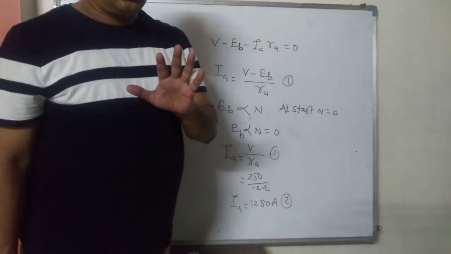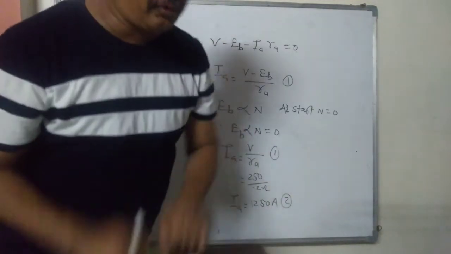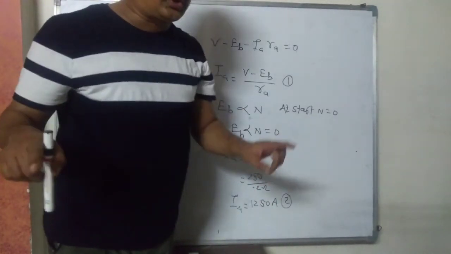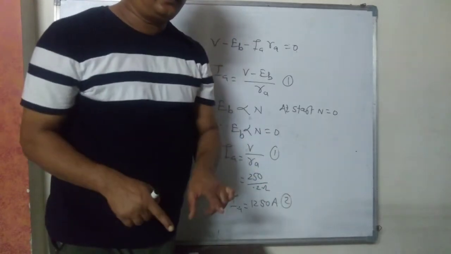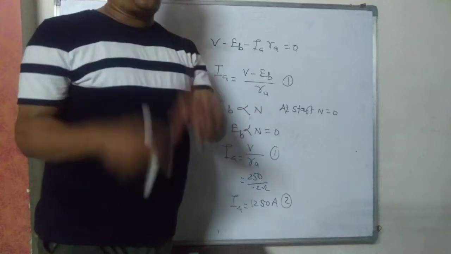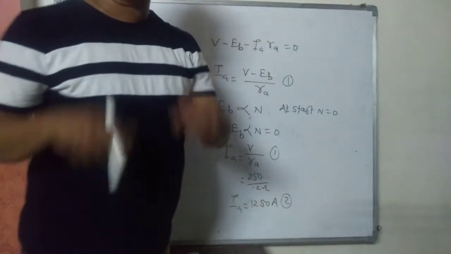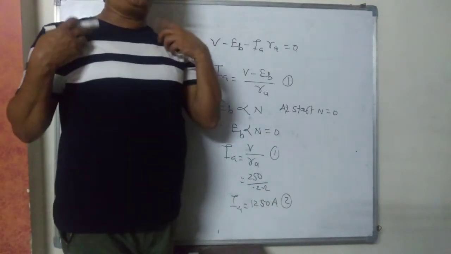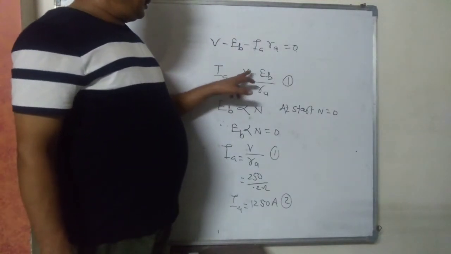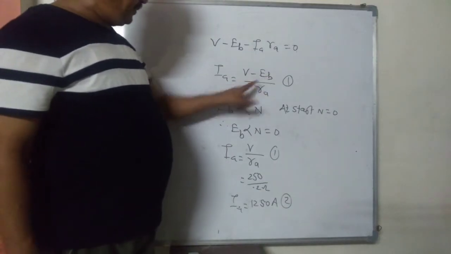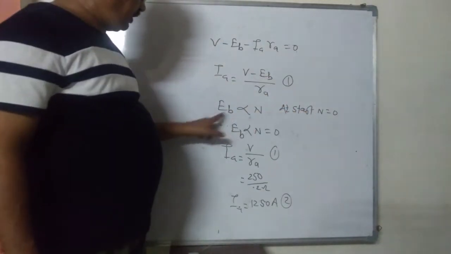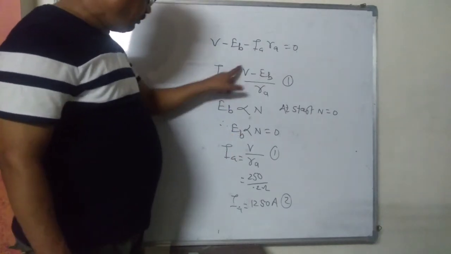Is that clear? What is starter and what is the need of starter? Starter is not required to start the motor, because the motor is a self-starting device, but it is required to start the motor in a safe way. Now what is meant by safe way? This is the equation of armature current: (V minus EB) upon RA. EB is proportional to N. At the start, speed is 0, so EB will be 0, and then the current is V upon RA.